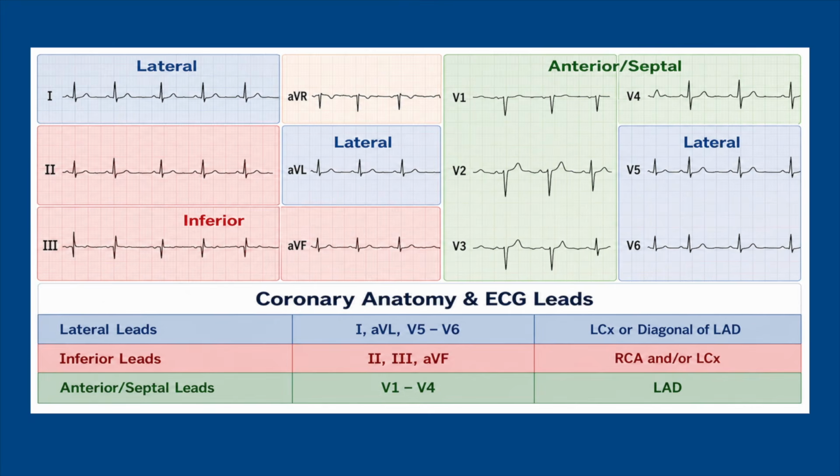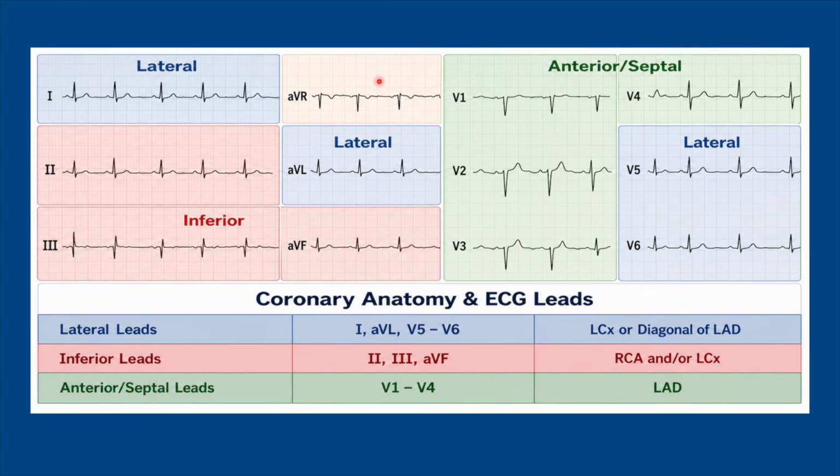If we put what we learned together on the ECG strip, you'll find the lateral leads are lead 1, aVL, V5, and V6. 2, 3, and aVF are the inferior leads. Anterior and septal are V1, V2, V3, and V4.